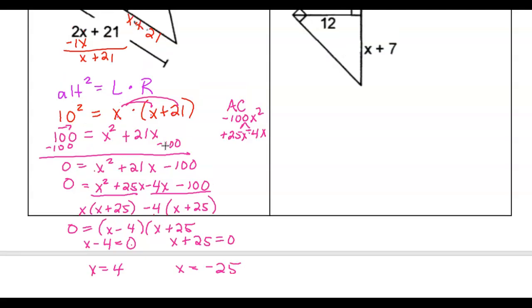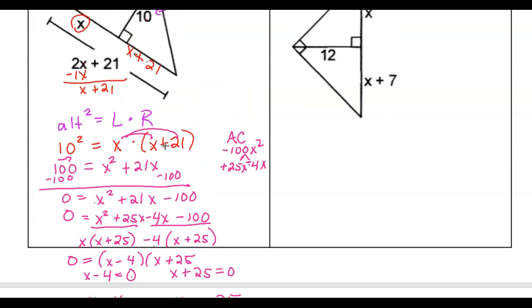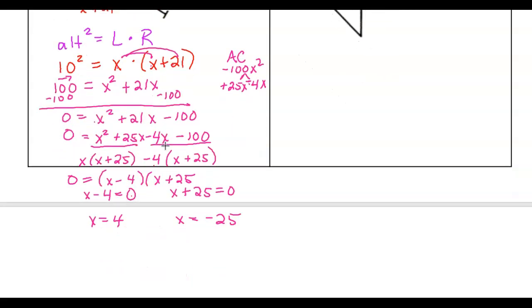Now, if we look, I'd have 4 and 25. But if x is negative 25, we can't have a negative length, so this is called an extraneous solution. So x equals 4 is our only answer.